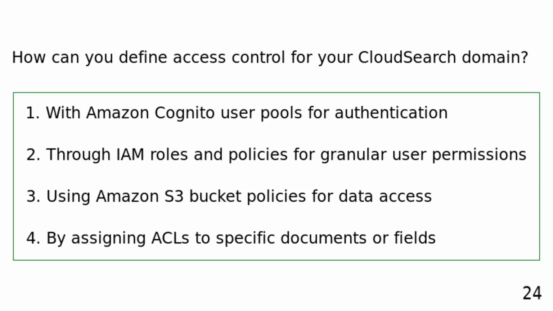How can you define access control for your CloudSearch domain? With Amazon Cognito user pools for authentication. Through IAM roles and policies for granular user permissions. Using Amazon S3 bucket policies for data access. By assigning ACLs to specific documents or fields.